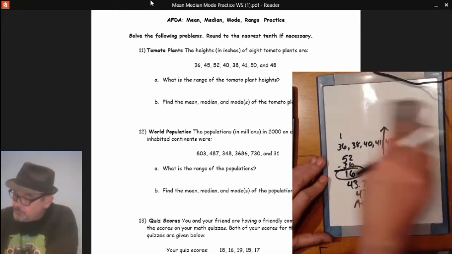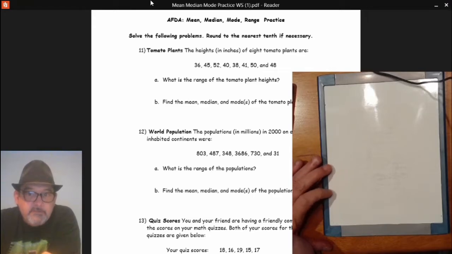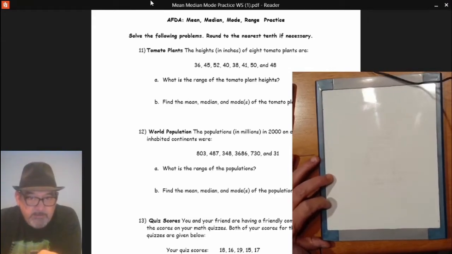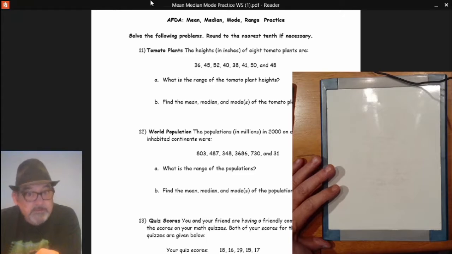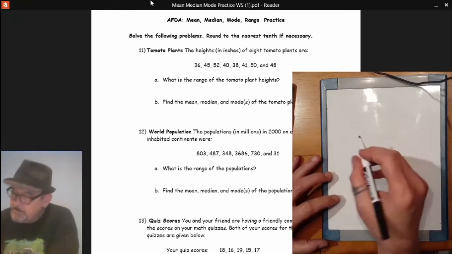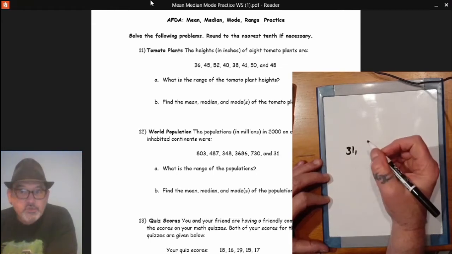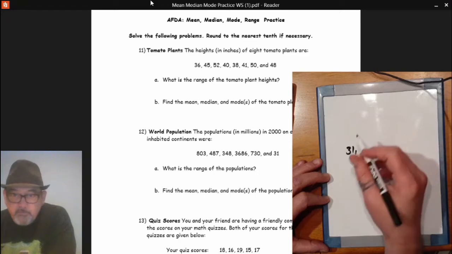All right? Cool. Number 12, the population in millions in the year 2000 on each of the 6 inhabited continents were 803, 47, 309, and 31. What is the range of the populations? Okay, so this is going to be a little different. Let's put these in order. 31, 348.